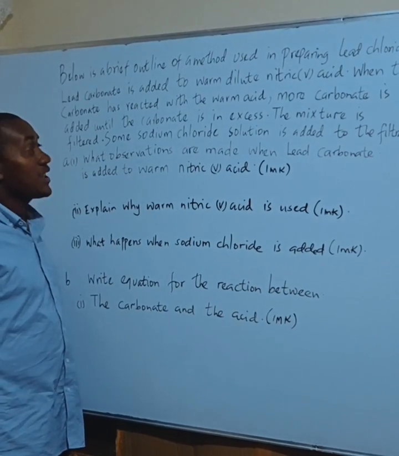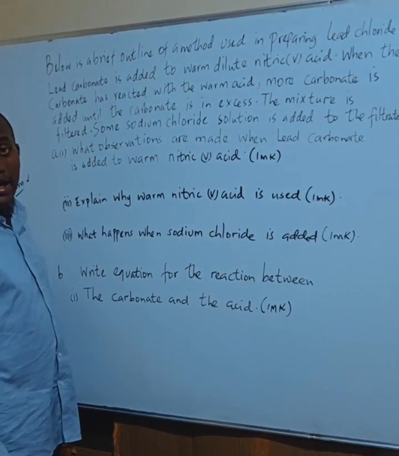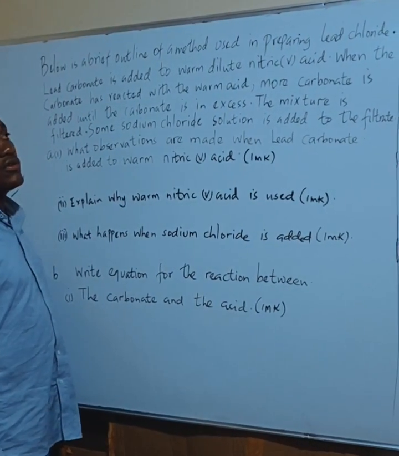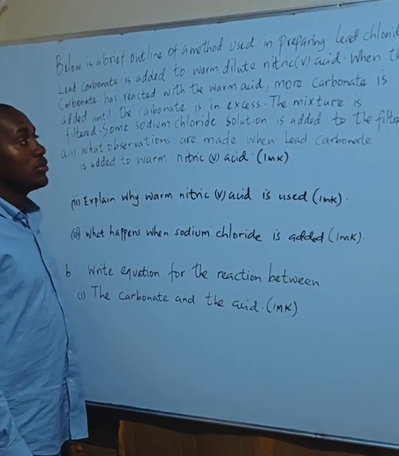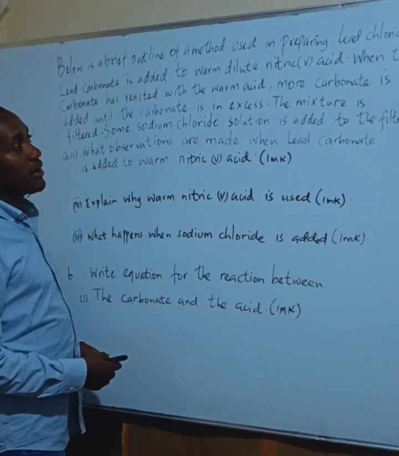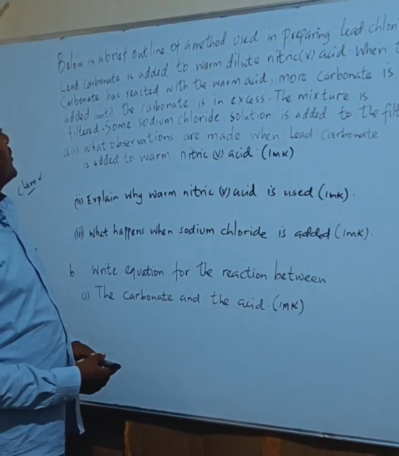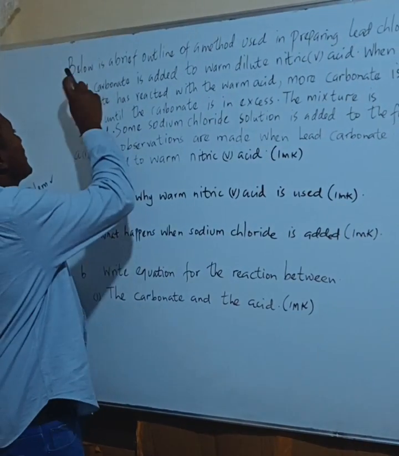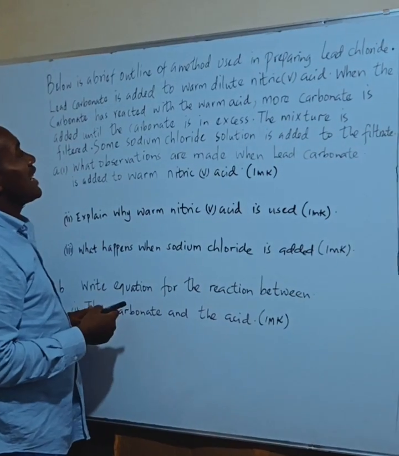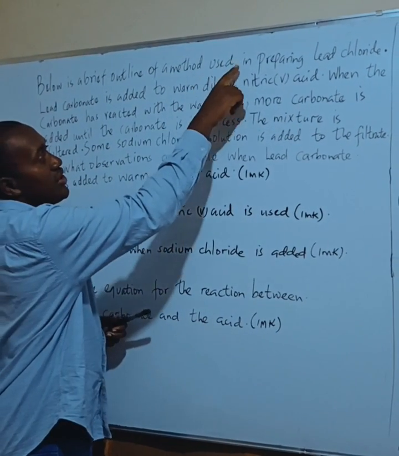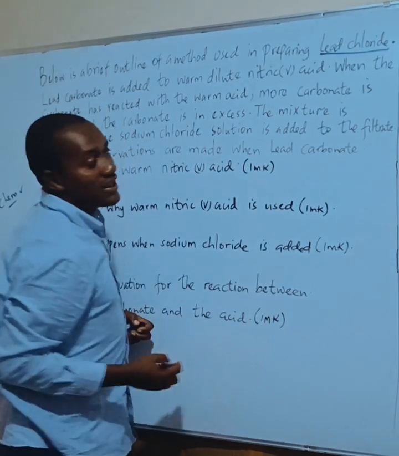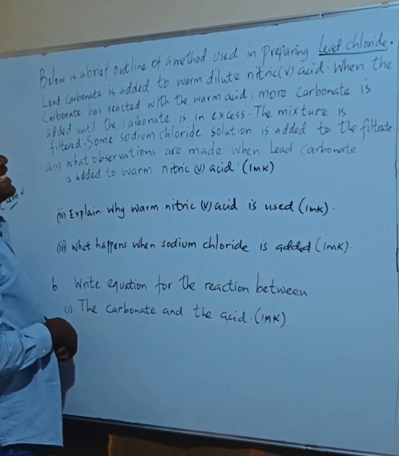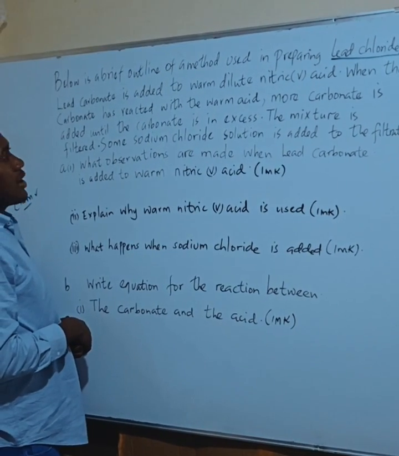Hello guys, welcome to our class today. We are going to look at preparation of salts, specifically preparation of insoluble salts. So we have a problem here that we need to solve. Below is a brief outline of a method used in preparing lead chloride. That is the salt we are preparing. So how is it done?